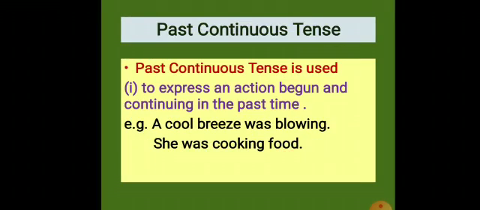Next comes past continuous tense. Now where do we use past continuous tense? First is to express an action begun and continuing in the past time, which continued in the past itself. For example, a cool breeze was blowing, she was cooking food. So this action took place or continued in the past itself.